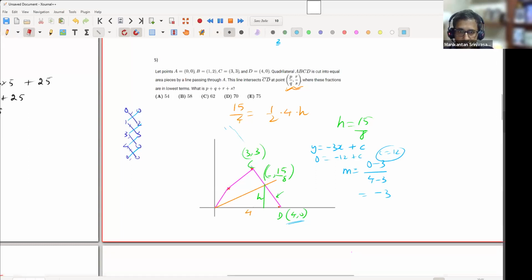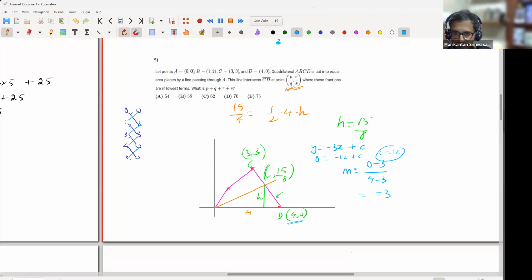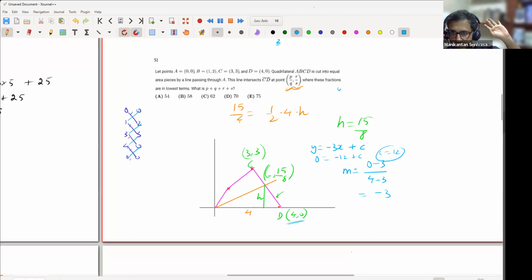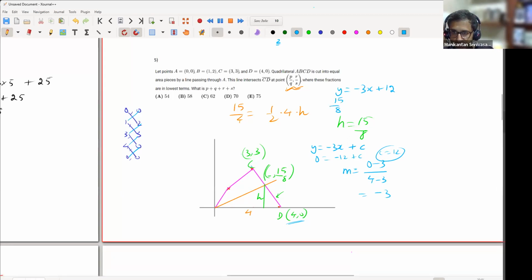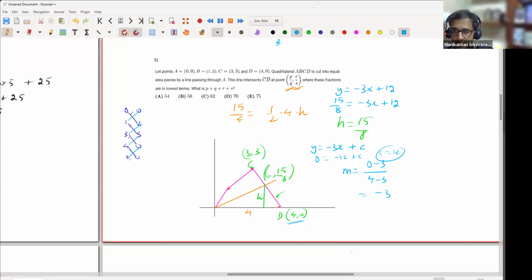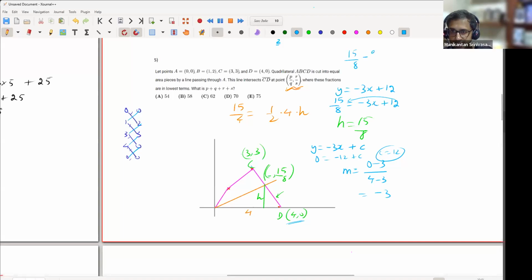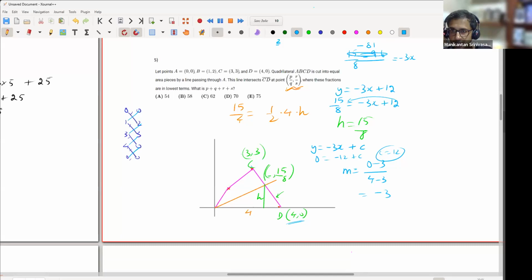Sorry, my scribbly handwriting here. So 0, 12 makes sense. At least it's going to be somewhere steep. Now we'll use this c and substitute the y value as 15 by 8. So 15 by 8 equal to minus 3x plus 12. From this, we can find out what x is. Let's get the 12 to this side. So 15 by 8 minus 12 is minus 81 by 8 equal to minus 3x. Minus 81 by minus 3 goes 27 times. So the x coordinate is 27 by 8.